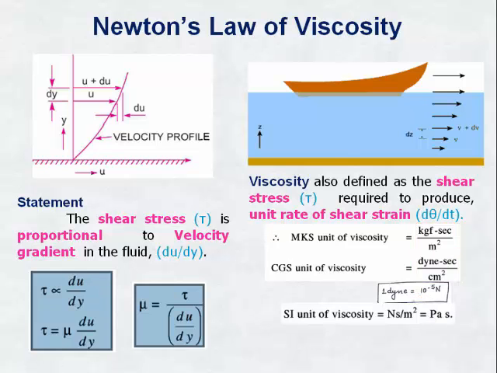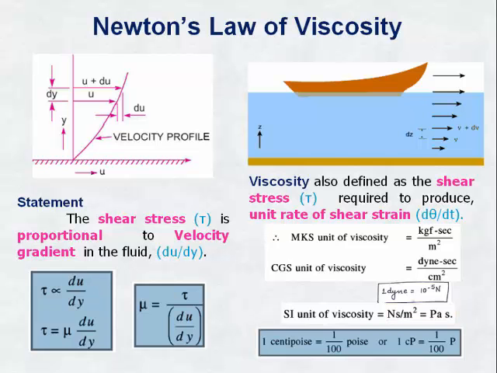Next one is the SI unit of viscosity. This is what we are using. The unit is Newton second per meter square, which is equal to 1 Pascal second. We simply say it as Pa·s. This is also important. 1 centipoise equals 1 by 100 poise. This is briefly written as 1 cP equals 1 by 100 P.